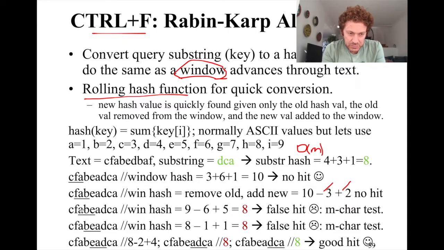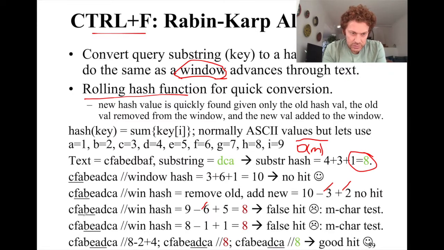Now I have 9 in my hand. Remove F, which is the cost of 6, plus add the newcomer E, 5. This is 8, and DCA also has 8, so this is a false hit. It is a false positive, but I can know it, so I trigger my character test, which is very unfortunate. Then it will return false, because ABE is not equal to DCA.